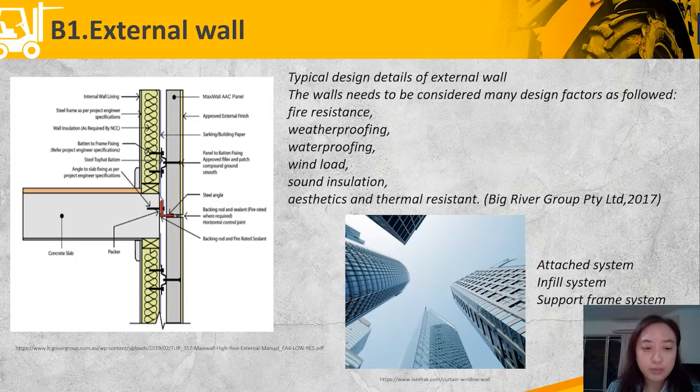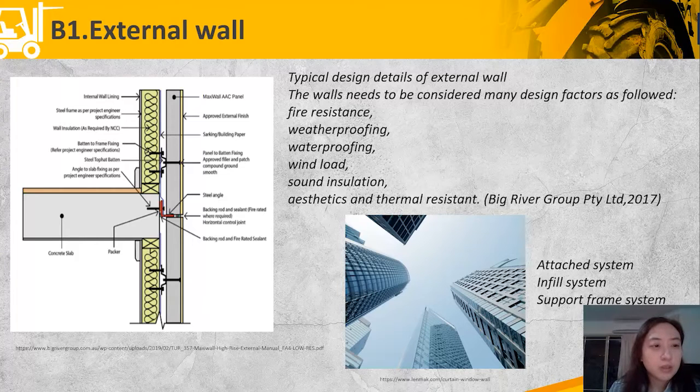The walls can be divided into two major types, the external wall and the internal wall. The typical external wall is part of the building envelope, while the internal wall is designed to separate rooms inside the building. The walls need to consider many factors, such as wear resistance, waterproofing, and sound insulation.